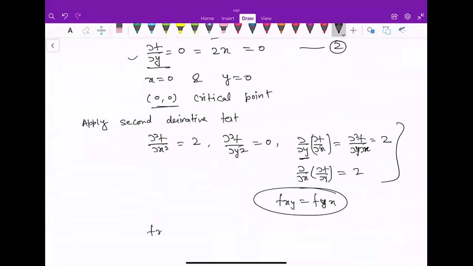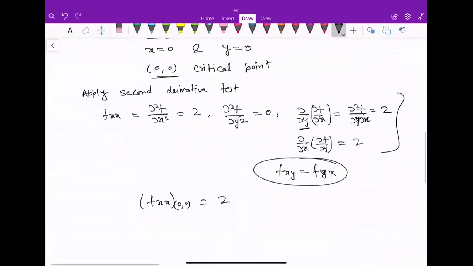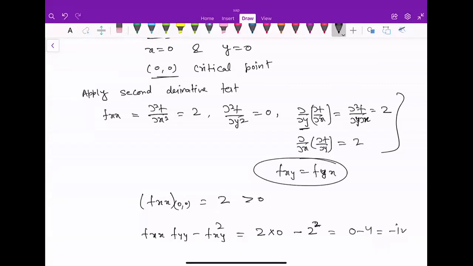So this is your fxx, take care of the notation. Even at (0, 0), fxx will be 2, because it is not a function of x and y, and it is greater than 0. Now we compute fxx fyy minus fxy square. fxx is 2, fyy is 0, minus fxy square, which is 2 square. It is 0 minus 4, and it comes out to be negative.